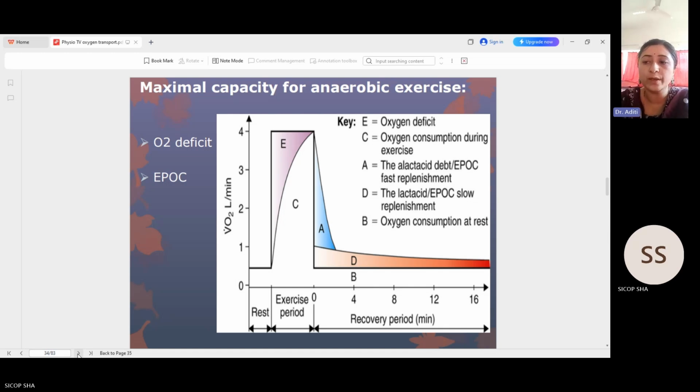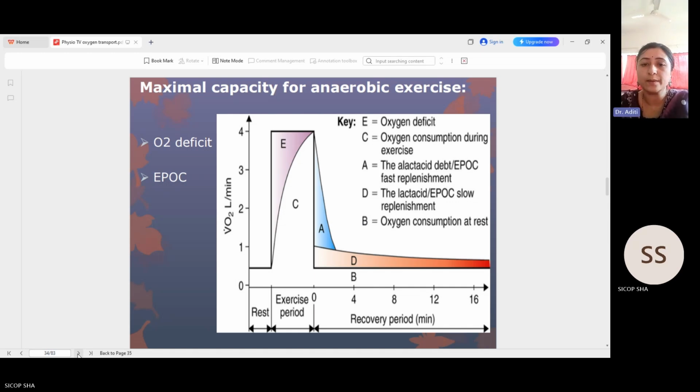Now there are two parts to it. First is the fast epoch, and the second part is the slow epoch. The fast epoch occurs in order to resupply or re-establish all the depleted ATP resources that have been used up during the exercise, and the slow epoch occurs to clear the accumulated lactate. So that is the significance of the fast epoch and the slow epoch.